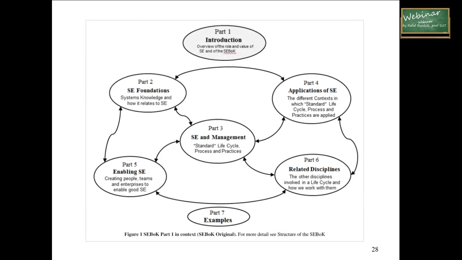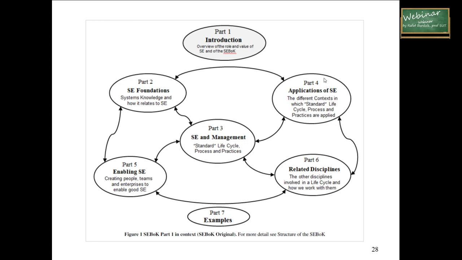So let us see which parts of the SEBoK are important. We have seven parts of the SEBoK, and every part is focused on a different key area. The first part is the introduction, where you can find an overview of the role and value of system engineering. The second part is system engineering foundations, where you can find system knowledge and how it relates to system engineering. The third part is system engineering and management, where you will read about standards, life cycles, processes and practices.